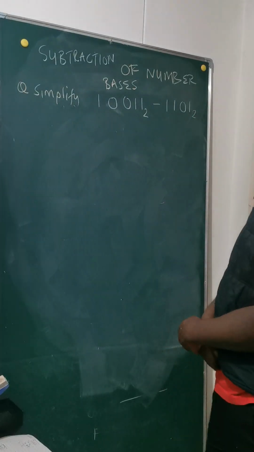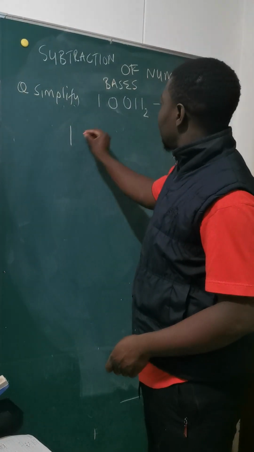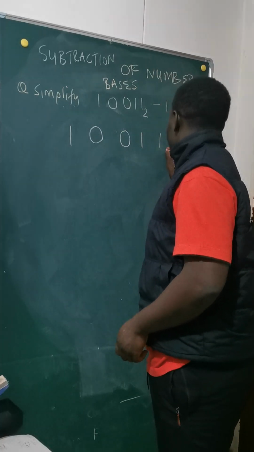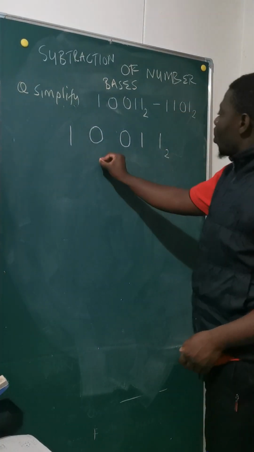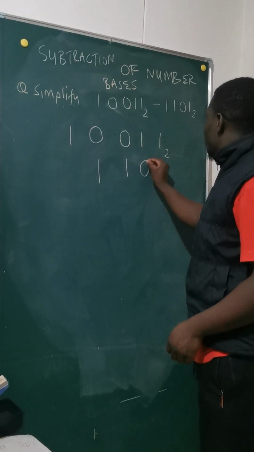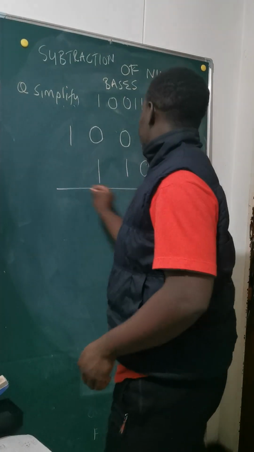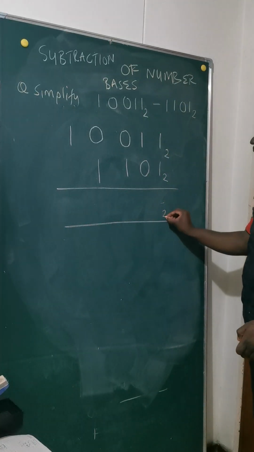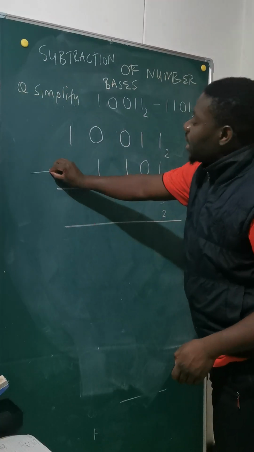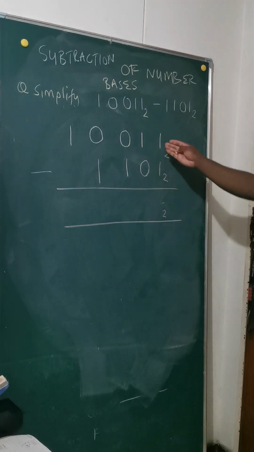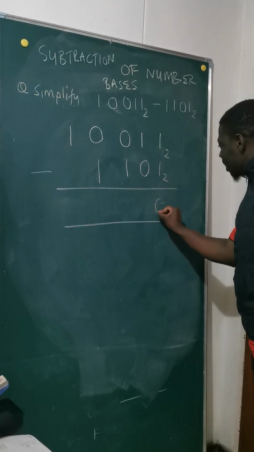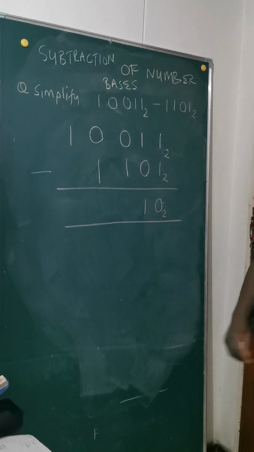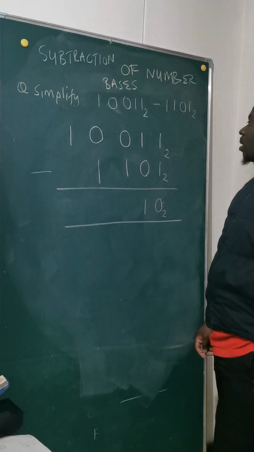So what you are going to do is that you come here and you write 1, 0, 0, 1, 1 in base 2. Then you write 1, 1, 0, 1 in base 2. Then you put a line here, right? Because these are in base 2, automatically our answers are in base 2. We put a minus here. Then we say 1 minus 1, it's 0. There is nothing to add here, right? Then you say 1 minus 0, it's 1. You write 1. Simple as that, right?